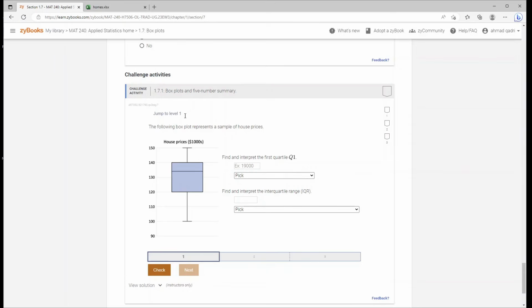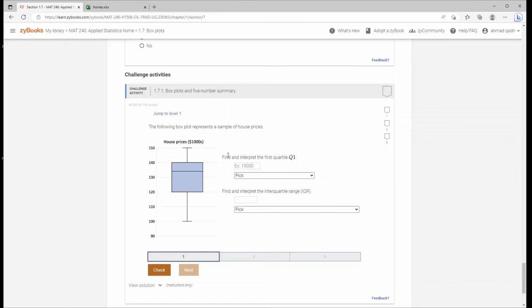This is challenge activity 1.7.1. This is about box plots and 5-number summary. The question is, the following box plot represents a sample of house prices. The house prices here are shown in thousands of dollars, and the scale here goes from 90 to 150. So, for example, 100 here means $100,000. Then there's $110,000 and so on. The question here is, find and interpret the first quartile, Q1.